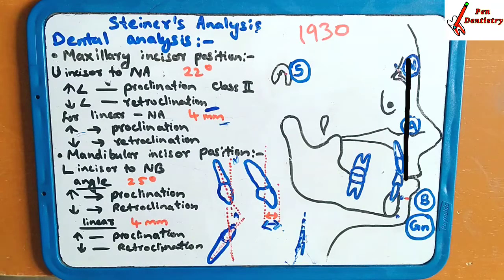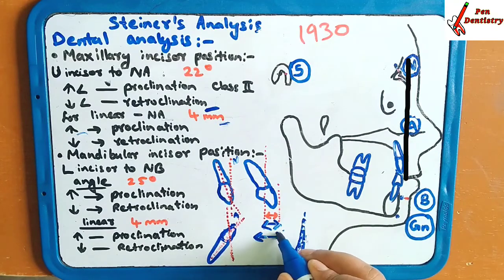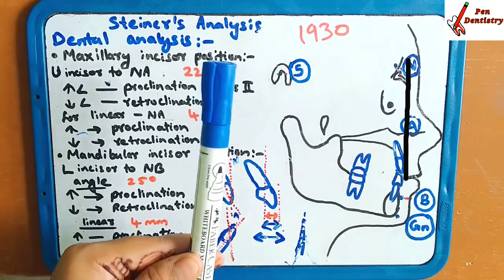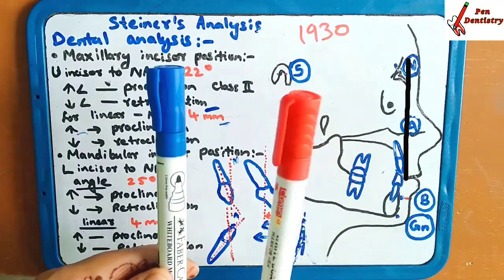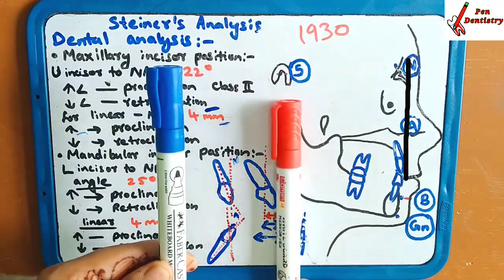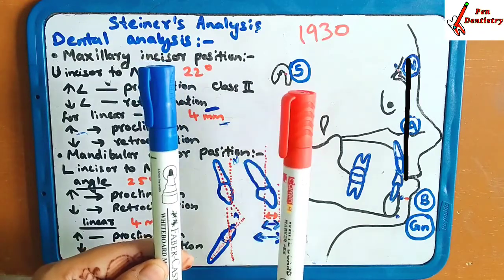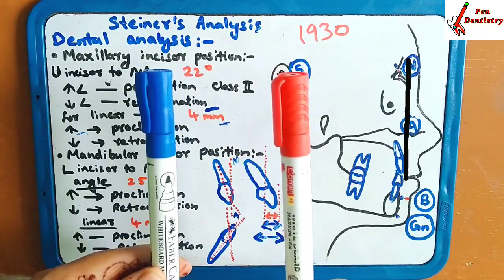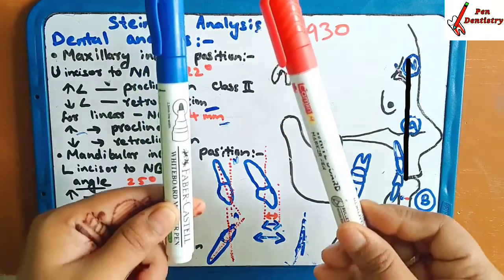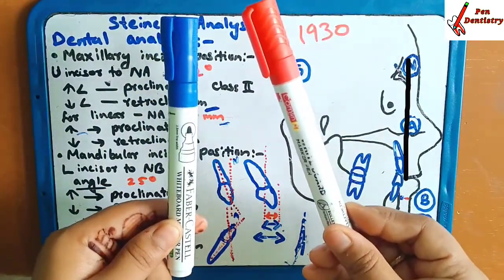When this linear distance of 4 mm increases, that means the 4 mm will increase to bigger. Okay, so at that time what is going to happen? This is the NA point, and this is the line of the labial side. When the distance increases, proclination will be seen.